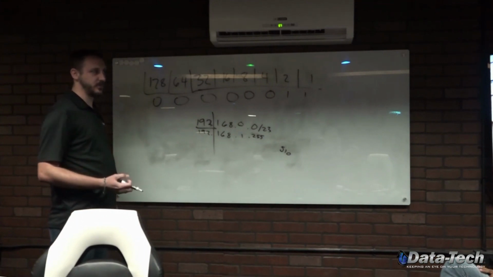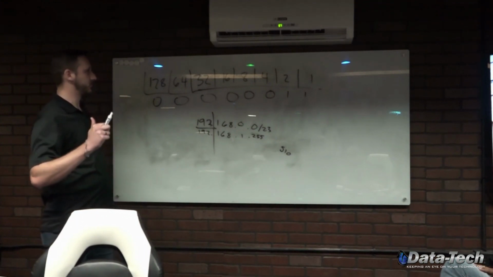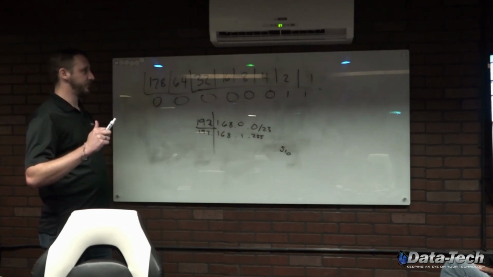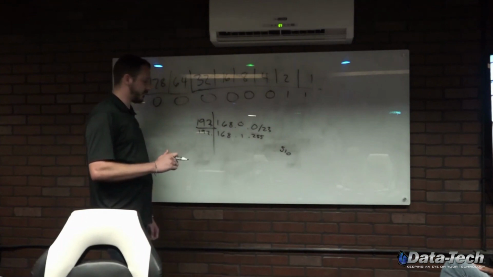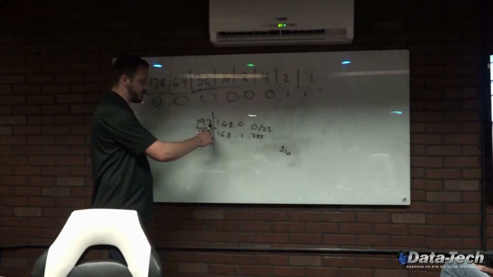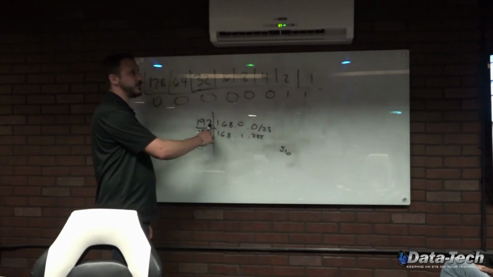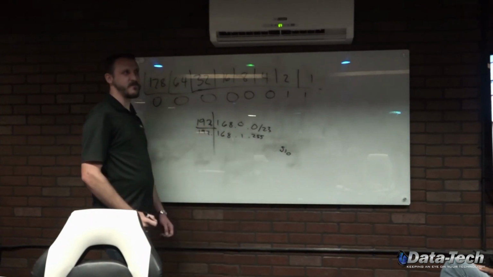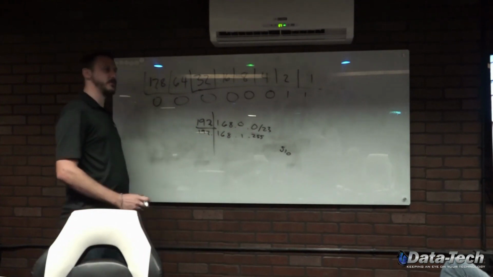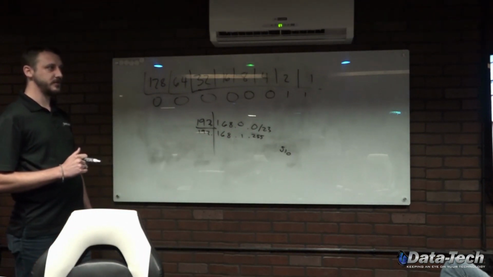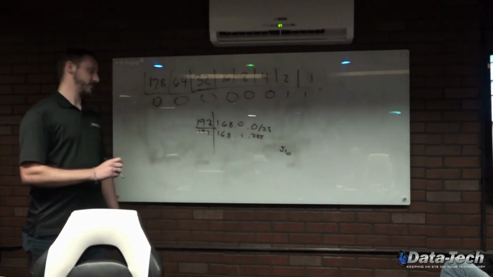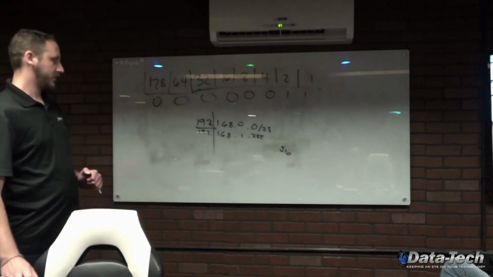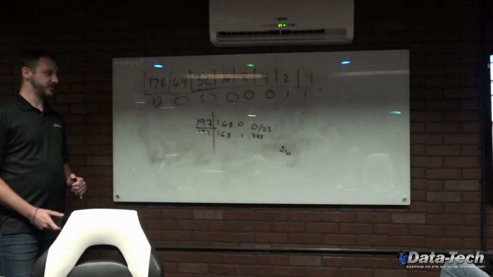A class B is 128, I think, to 191. And then class C is 192 to 222? No. I know there's the range of 223, which is for multicast DNS.